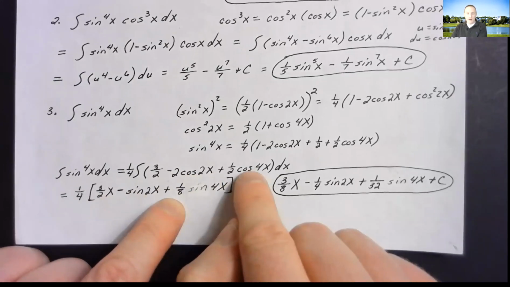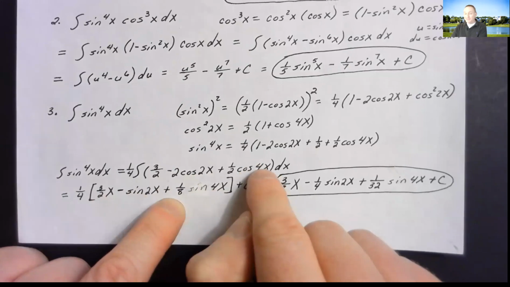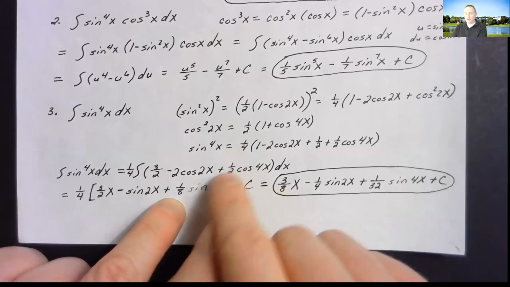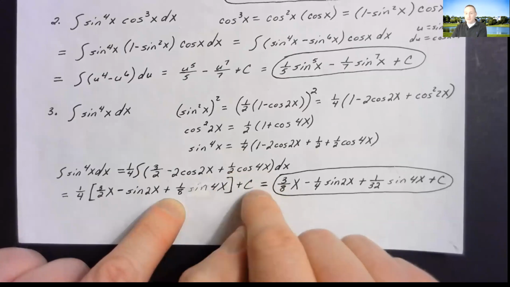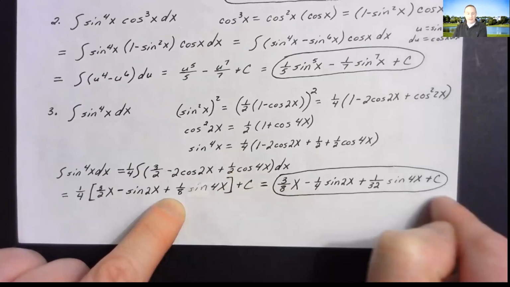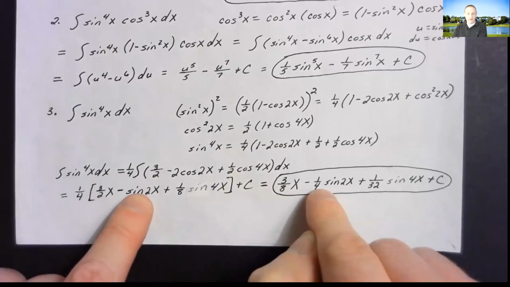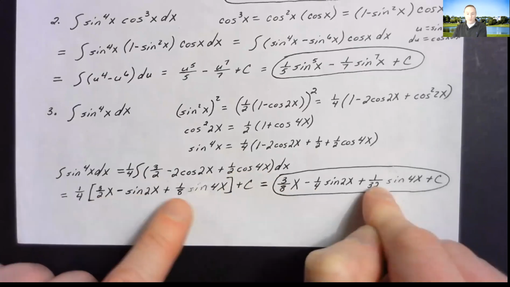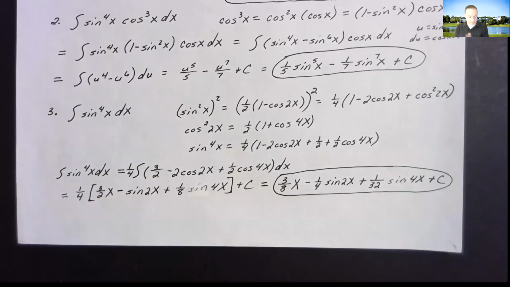But the integral of cosine, and it's a positive cosine, would be a positive sine. And I also have to remember, well, I would divide by the derivative of that angle, which I'm dividing by 4. So 1/2 becomes 1/8 sine of 4x plus your constant of integration. Then I just cleaned up that answer by distributing the 1/4. I got 3/8x minus 1/4 the sine of 2x plus 1/32 the sine of 4x plus the constant of integration. Okay, next page here.